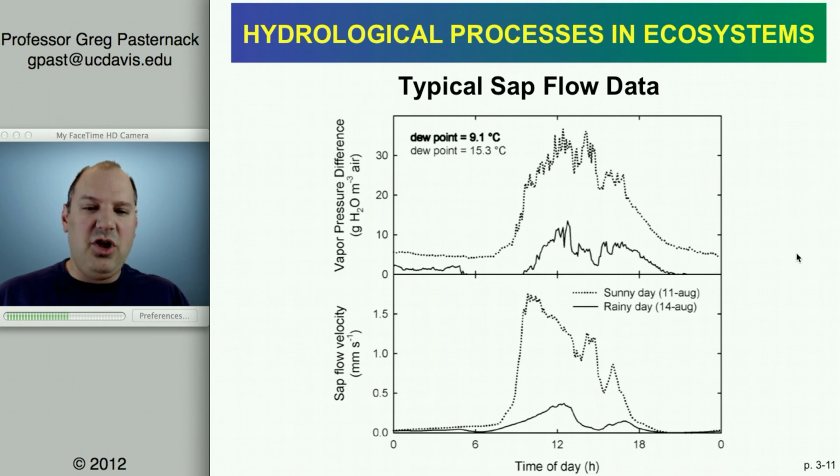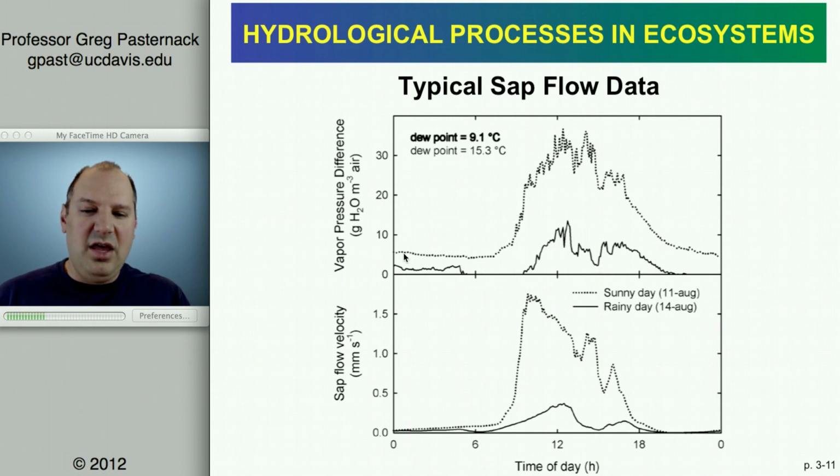Okay, the last thing I want to show you is just some typical, real-world sap flow data. This last slide shows two different plots. On the x-axis in both cases is time of the day from midnight to midnight over a one-day cycle. On the y-axis in the upper plot is the vapor pressure difference in the air. Remember that the vapor pressure difference is essentially the deficit of moisture that could be taken up into the air. There are two lines here, sunny and rainy days, on a particular day of the year.